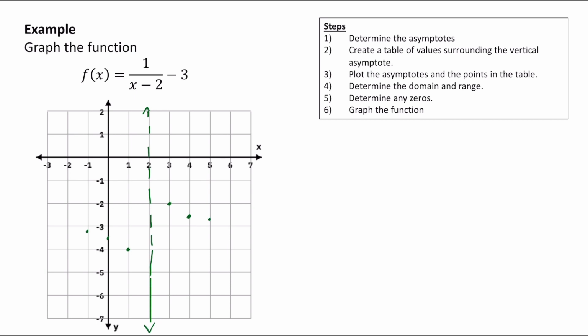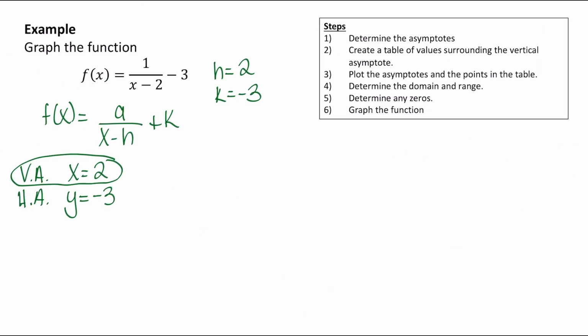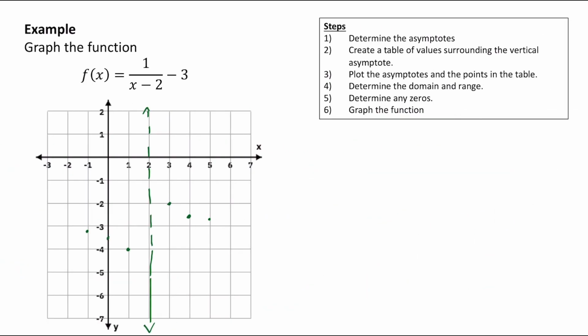Okay, so let's go ahead and graph in our other asymptote. So we plotted the vertical asymptote. Let's also do the horizontal asymptote. So that's at y equals -3. So I'm just going to sketch in that horizontal asymptote. And I'm just going to label it so that you know there's a horizontal asymptote and a vertical asymptote. So we've done the asymptotes, the table, and then let's figure out the domain and range.